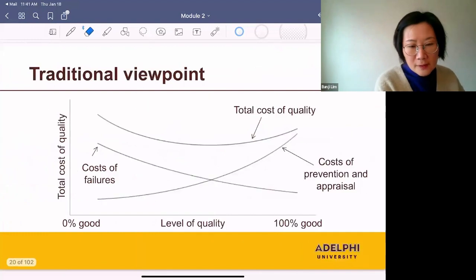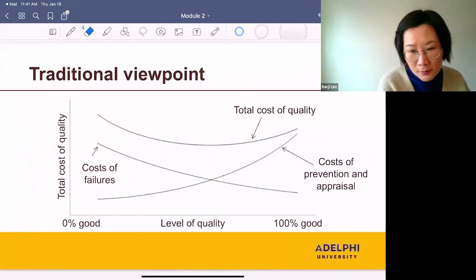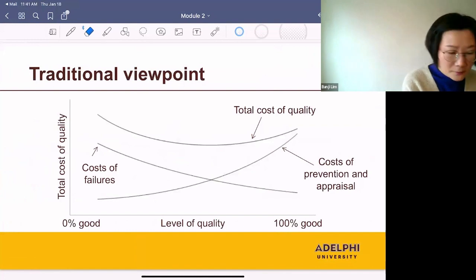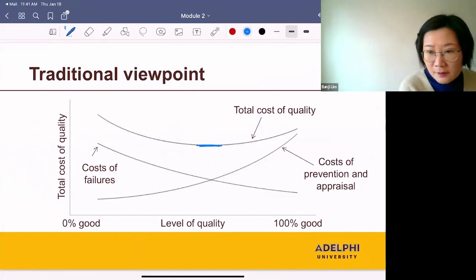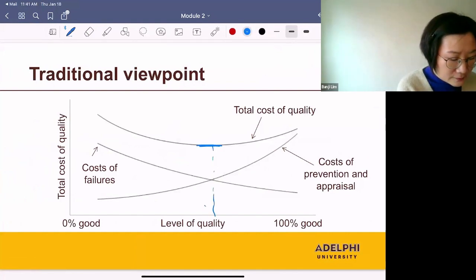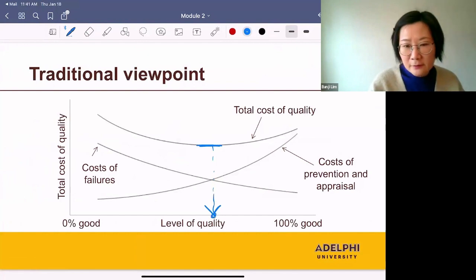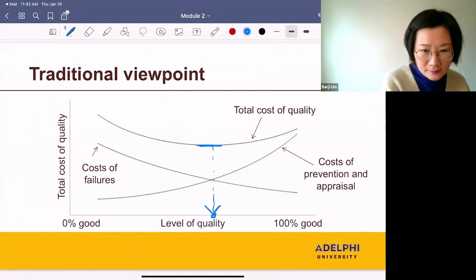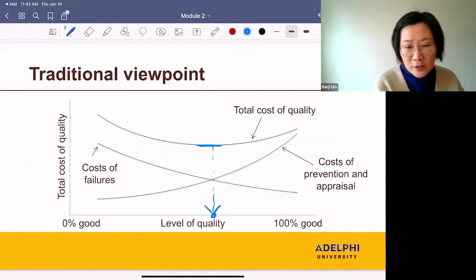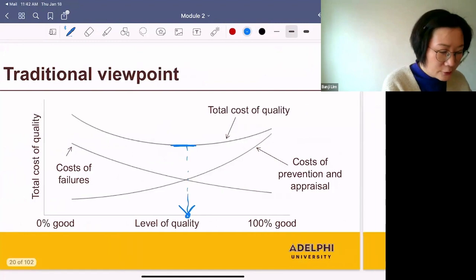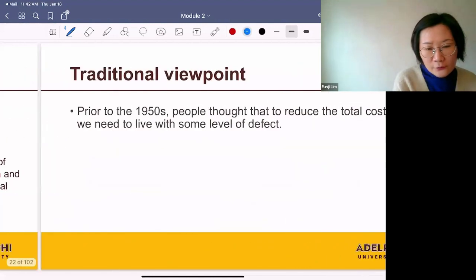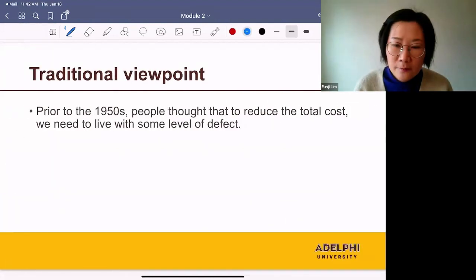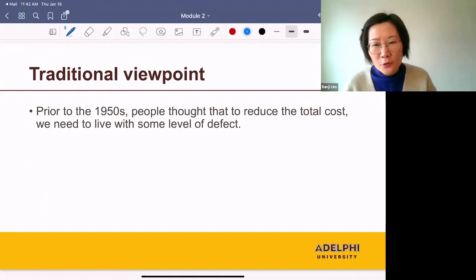And our goal is to find the level of quality that has the minimum cost of quality. So the minimum cost of quality is right somewhere here. And to achieve this, you need to maintain this level of quality. This is the ideal level of quality. This is the ideal level of defect. So it's telling us that we need to live with some level of defect to achieve the minimum cost of quality. That was the traditional viewpoint. Prior to the 1950s, people thought to reduce the total cost, we need to live with some level of defect.